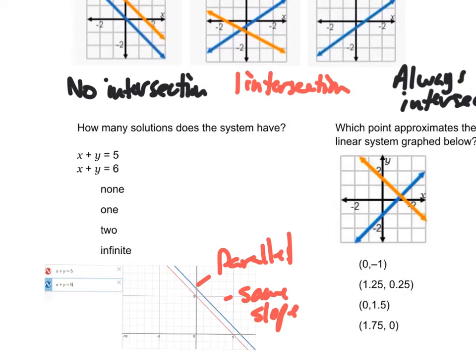Okay, and they're not going to intersect. So how many solutions does the system have? We would say none.